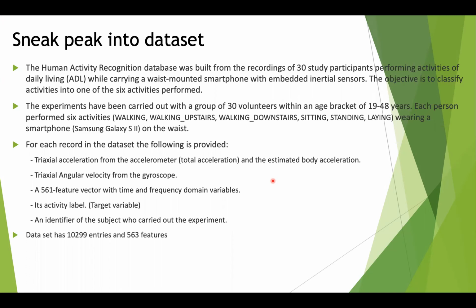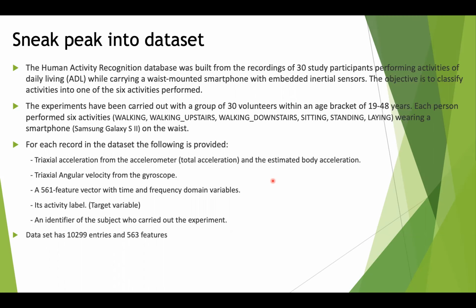Each person performed 6 different activities ranging from walking, walking upstairs, downstairs, sitting, standing, laying, wearing the smartphone. This smartphone is basically a Samsung Galaxy S2. And for each record in this dataset, the information that's been collected is the triaxial acceleration from the accelerometer, and then the triaxial angular velocity from the gyroscope sensor.